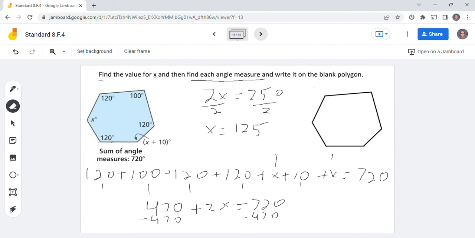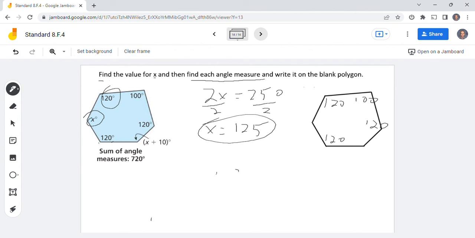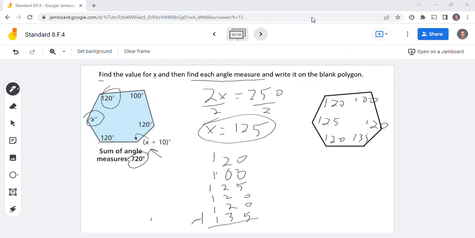Now let's write down the measure of our angles, and we have a lot of them that are already given to us, so we're just going to write those down. This angle is x, and we know x is 125, so we now know that angle is 125. Over here we have x plus 10, so we got to plug it in. 125 plus 10 is 135. So we now have all of the angles, but let's add them together just to make sure that they sum up to 720 after all. And indeed, they end up being 720 degrees. So we have correctly solved this equation.